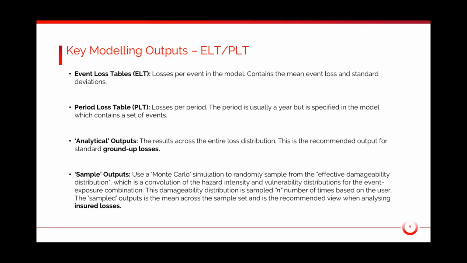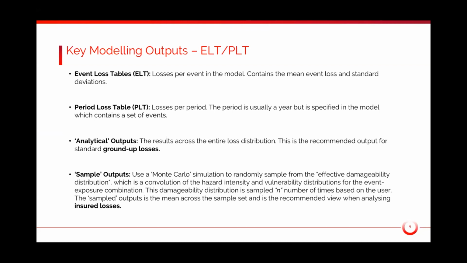So analytical outputs are essentially the basic results and the losses across the entire distribution. And this is the recommended output for your ground up losses, so when you're not applying financial terms. And next to that is the sample output. Some of you might know this, but sampling is based on a Monte Carlo simulation, and it essentially randomly samples distribution of the events.